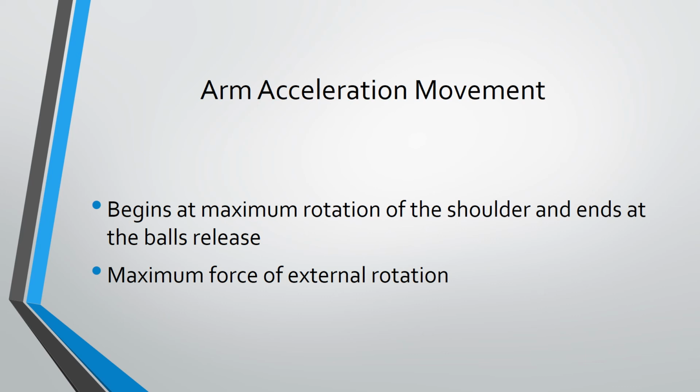The arm acceleration movement begins at maximum rotation of the shoulder and ends at the ball's release. This is when maximum force of the external rotation occurs, and this predisposes this phase particularly towards injuries.